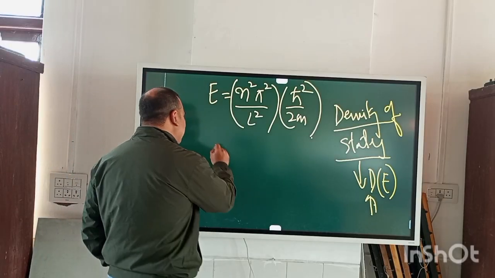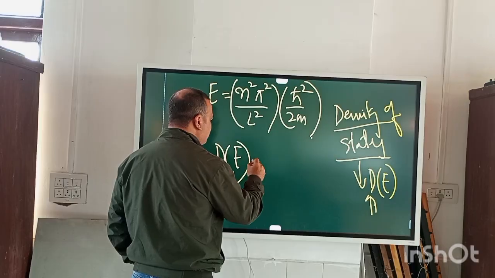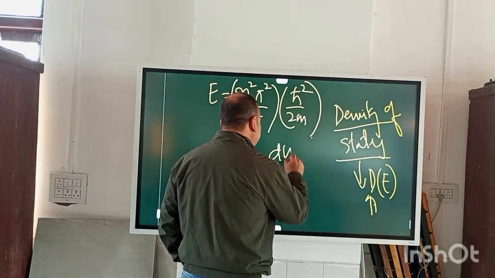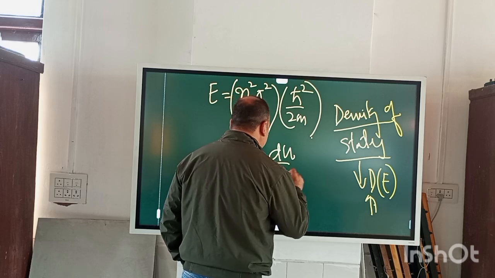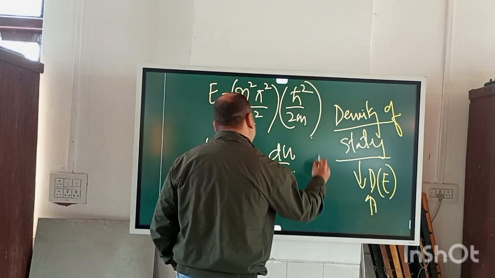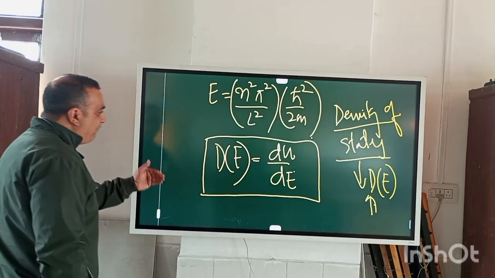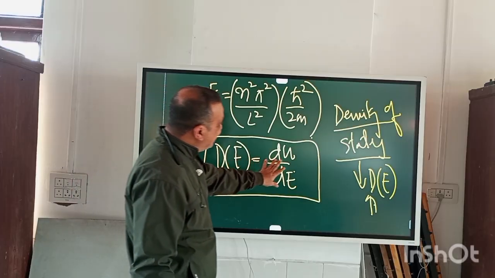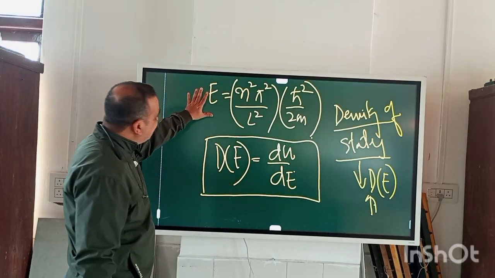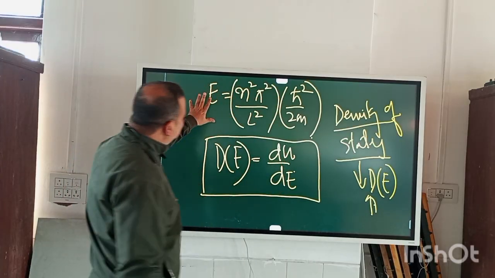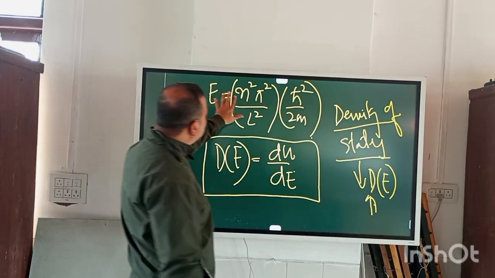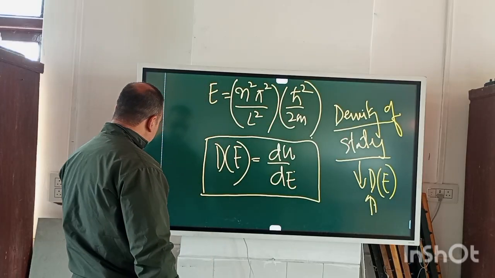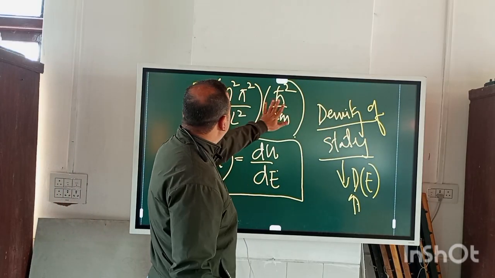And if I have to define this density of states for this one-dimensional problem, I can define it as dN by dE. So this equation is consistent with the definition that I have given. The number of energy levels per unit energy range gives us the measure of the density of the states. So if I look at this equation, I can calculate the density of states. All I have to do is to differentiate this equation with respect to n.